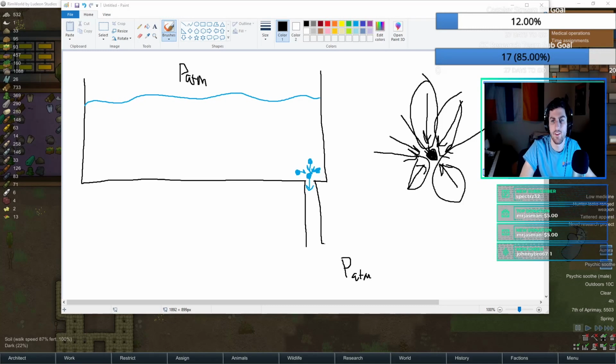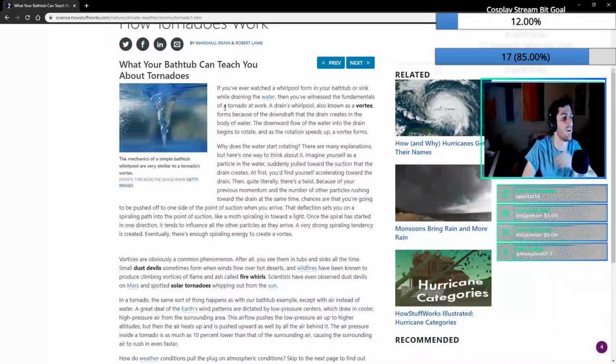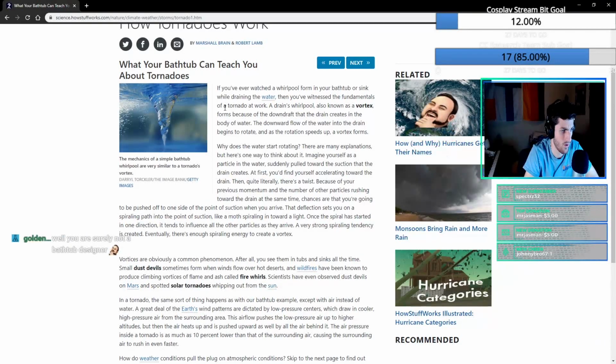The mechanics of a simple bathtub whirlpool are very similar to a tornado's vortex. If you've ever watched a whirlpool form in your bathtub or sink while draining the water, then you've witnessed the fundamentals of a tornado at work. A drain's whirlpool, also known as a vortex, forms because of the downdraft the drain creates in the body of water. The downward flow of the water into the drain begins to rotate, and as the rotation speeds up, a vortex forms. Why does the water start rotating?